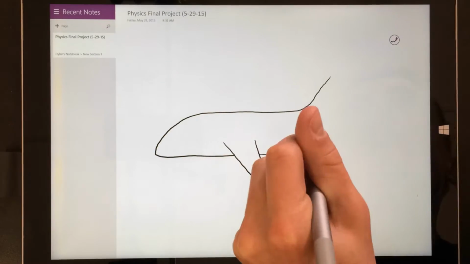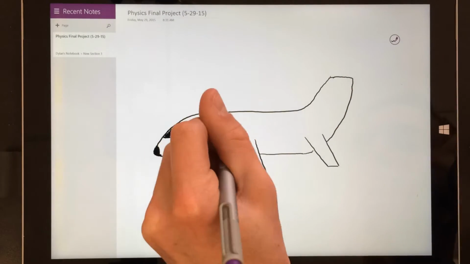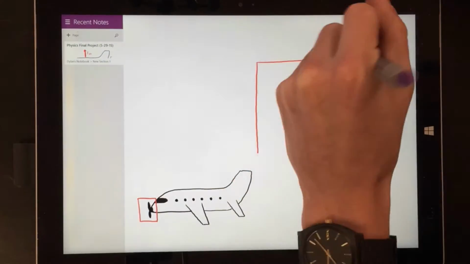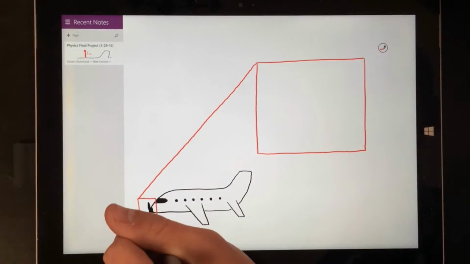So there's that one question that we've all asked ourselves before, and that is, how do planes fly? Why is this big chunk of metal in the air flying? Well, let's find out.